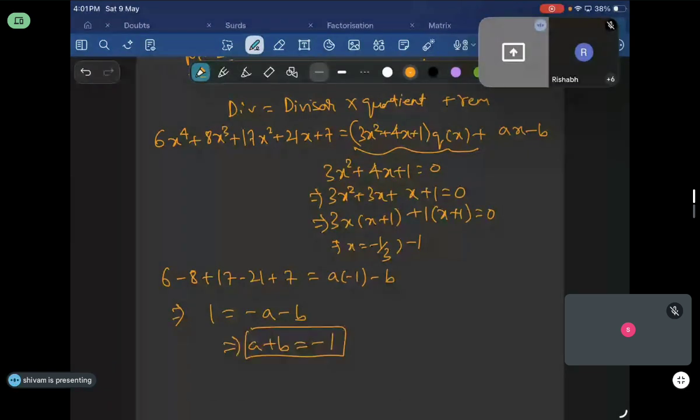Tell me, everyone. And if you want to find out the value of a and b, see, I've got one equation, a plus b equal to minus 1. And then for x equal to minus 1 by 3, you will get another equation. And then you can solve. Tell me, are you people getting?